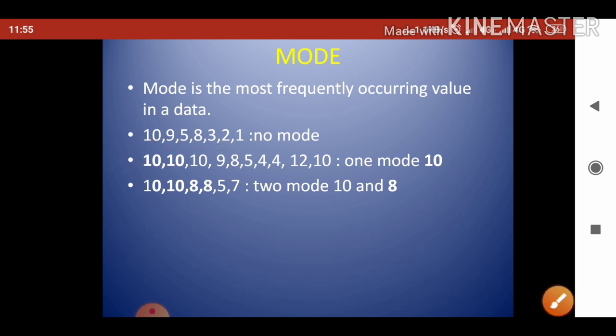In the next example, 10, 10, 8, 8, 5, 7. 10 is appearing 2 times and 8 is also appearing 2 times. So, you can say it is bimodal. There are 2 modes for that set of data. 10 and 8 are the modes in the given example.